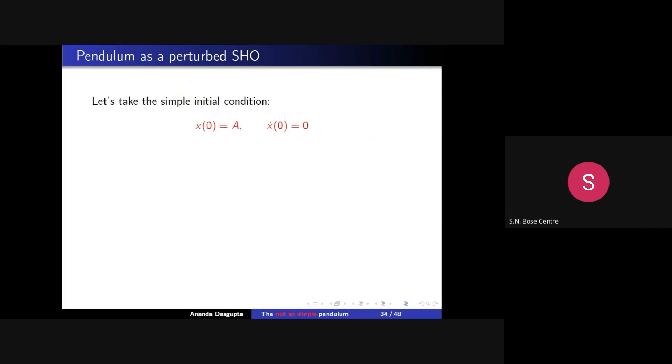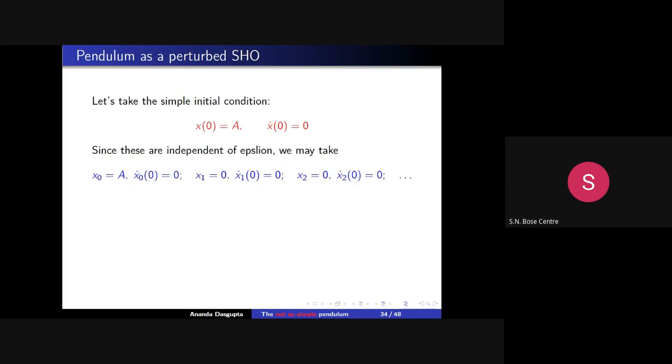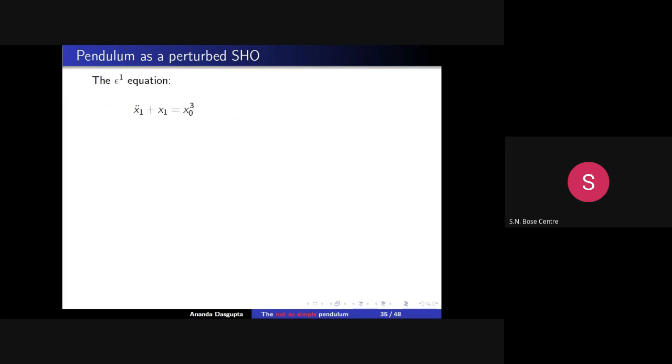So quickly, initial conditions. Let's do a very simple initial condition, a and 0. If you do that, the 0th order equation will simply be this with these initial conditions. You know what the solution is: A cos t. So what about the first order equation? That's the first order equation. Now you know x0 is a cos t.